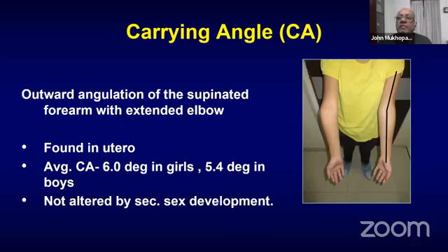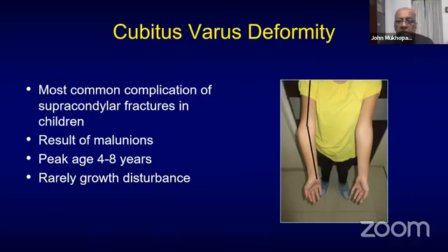The carrying angle is something that is present in almost all of us, and it varies. It's a little more in girls than in boys, and apparently is present since we are in utero. So pretty much through the life of any person, you do have a carrying angle at the elbow, and this remains till you are old and almost more or less all your life.